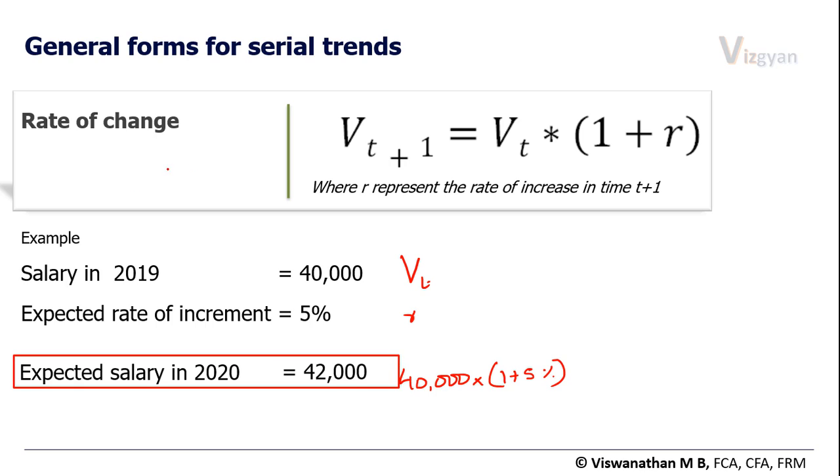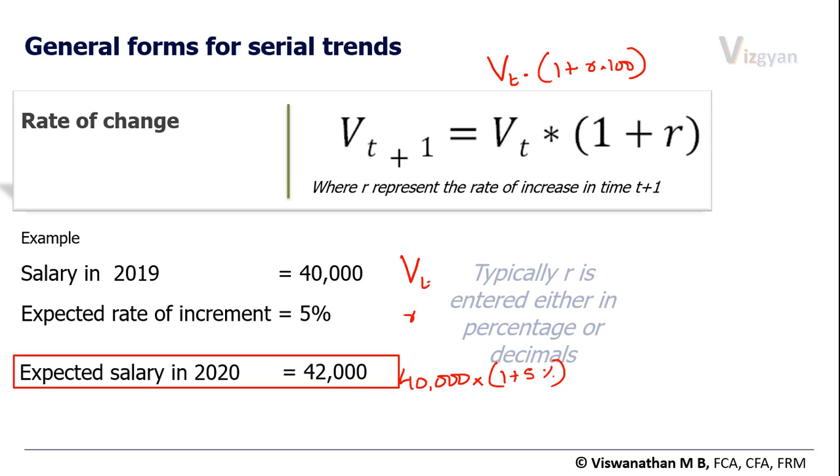Now in your school days, you might have looked at different equations where you might have learned it to be value at time t into 1 plus r into 100. Why aren't we using that 100 here? Because in practice, analysts typically enter this r either in percentage form or in decimals. So I may enter it as 5% in my system. If my programming language doesn't allow me to enter a percentage, I may type it as 0.05.